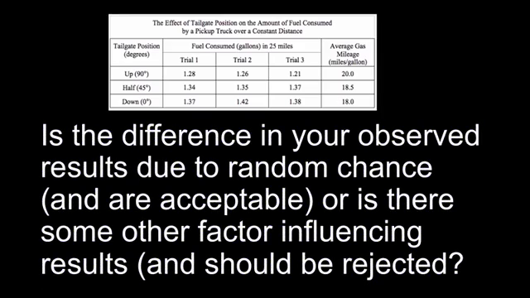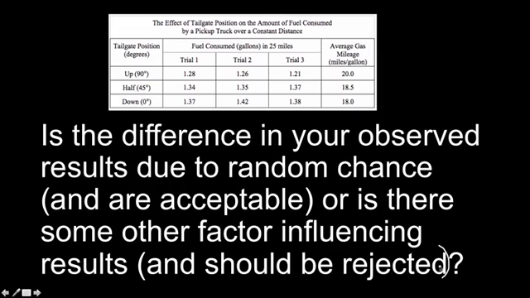So you can use chi-square to see if the results you got from an experiment should be accepted or should be rejected. That's basically the whole purpose of chi-square. Are these good enough? Is there a big enough difference that you can either support or reject your hypothesis, whatever it is that you're claiming? So you can think of it this way: is the difference in your observed results due to random chance and are they acceptable results, or is there some other factor influencing the results and they should be rejected? That should be a parenthesis there.